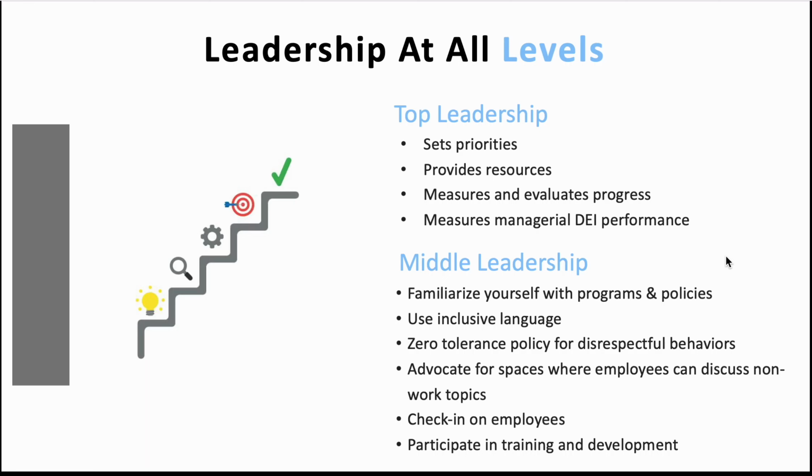So kind of final slide here is to consider that we need to look at leadership at all levels, not just the top leadership. Of course, they're the ones who are setting the priorities and giving resources and measuring progress, but we also can hold middle leaders accountable as well. And those middle leaders, this might be where some of you end up in your organizations. There are things you can do, even if you're not setting the organizational strategy, even if you're not in charge of creating all of the policies. There are still things that middle and entry-level leaders can do to support inclusion.